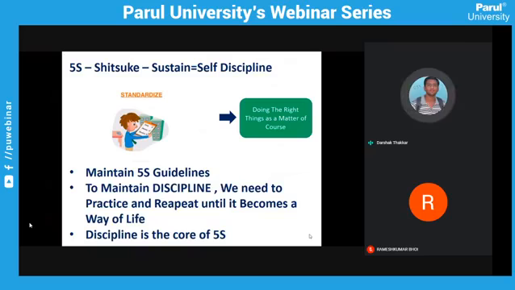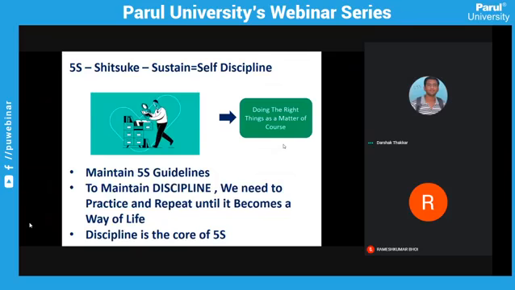To sustain this is like doing the right things as a matter of course. It means maintaining the 5S guidelines. To maintain discipline, we need to practice and repeat until it becomes a way of life. Discipline is the core of 5S, right? After implementing all these, we have to sustain them. We have to make it our habit.